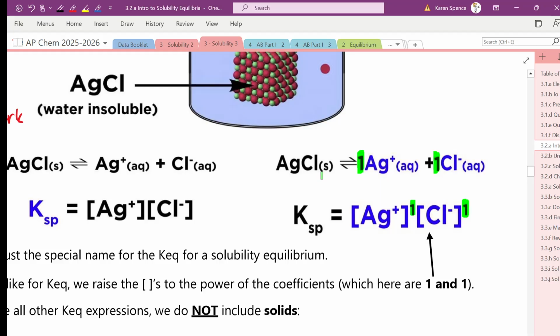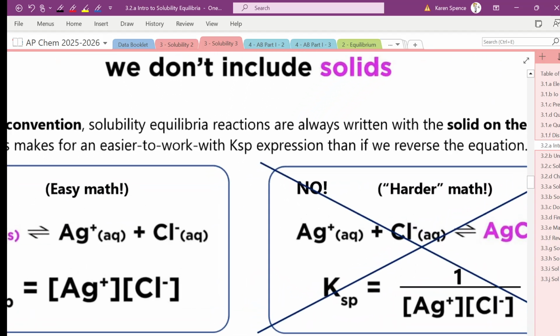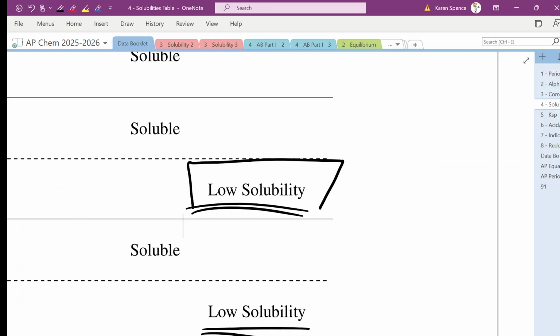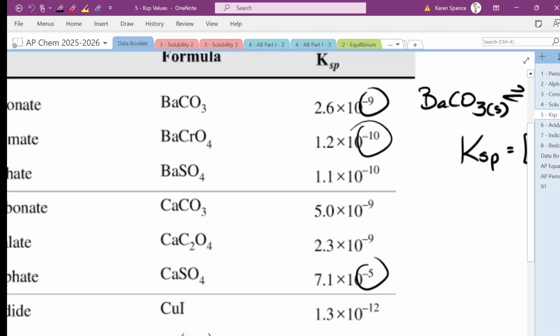And of course, do we include solids? No. So there is no solid. All right. So there we go. And by convention, we always write the solid on the left. Those are going to give us the values that we will see in our Ksp table, which is on page 5 of your data booklet. These are all assuming that you've got the solid on the left, and they'll give you those values, okay? If you had the solid on the right, it would give you 1 over those values, but we never do that because that would be silly, because the point of having standards for things is so that everybody does it the same way so you don't get confused.